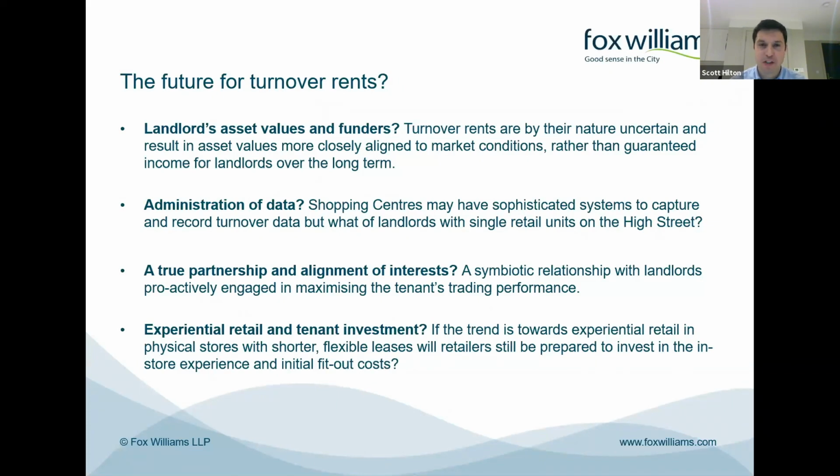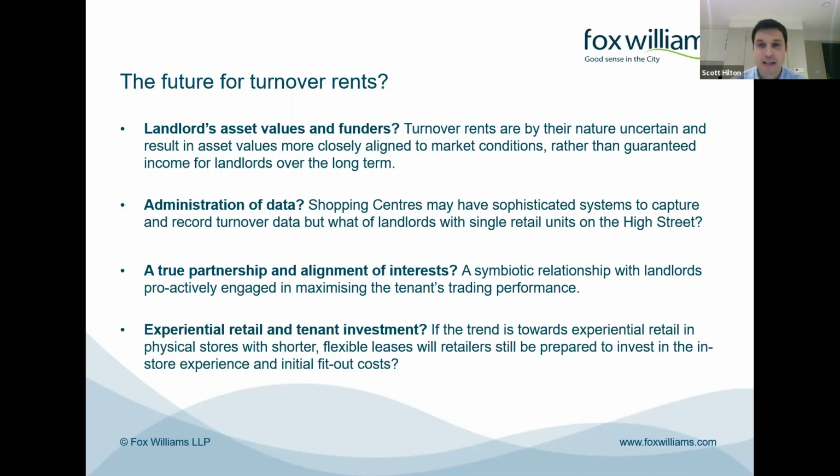I touched on the administration of data. So many shopping centres have sophisticated systems for extracting turnover data and providing that information to landlords. But contrast that with the individual retail unit on the high street and how easily it will be to adopt a turnover model in that context. So much really depends on the turnover data, the financial accounting machinery, and how that can be rolled out more widely. I think that's going to be a key issue going forward.